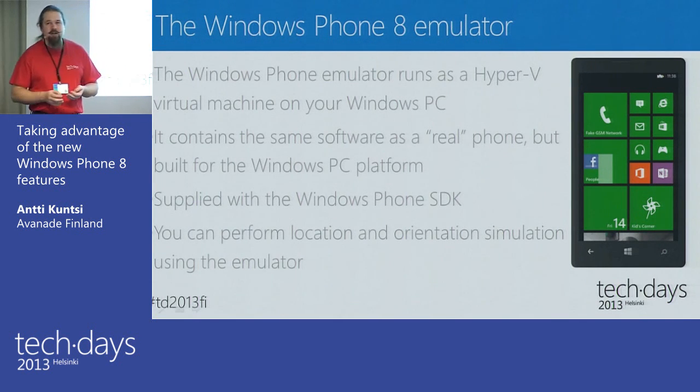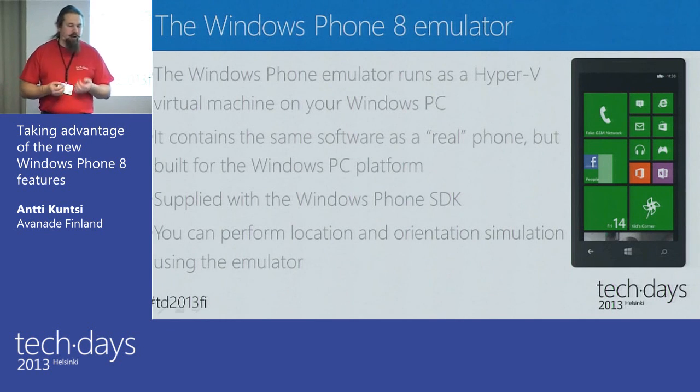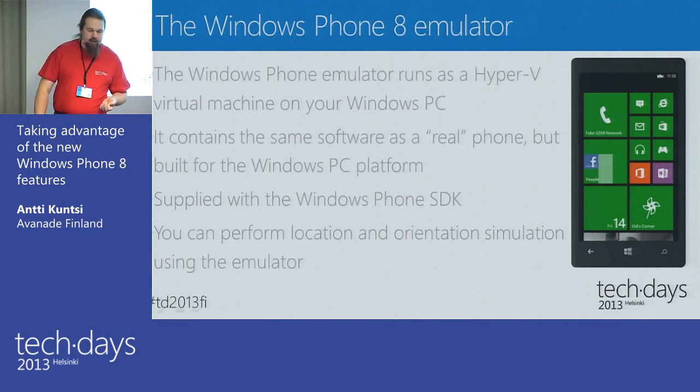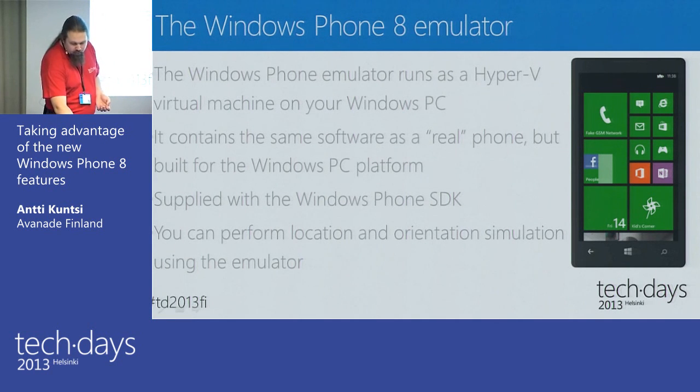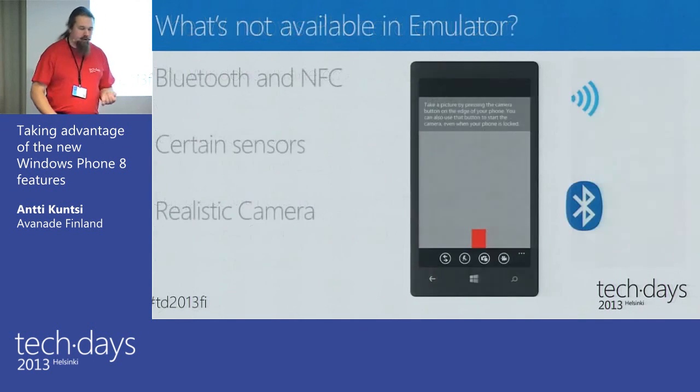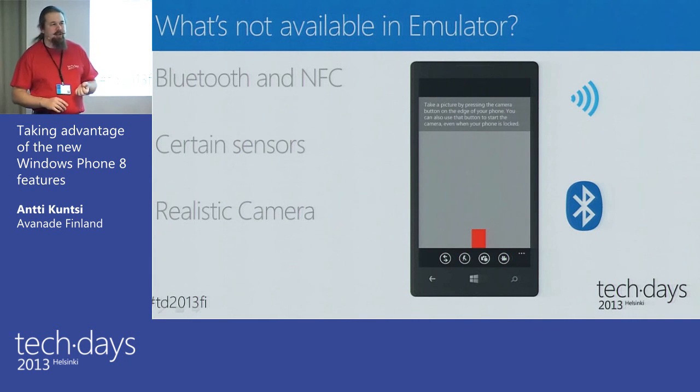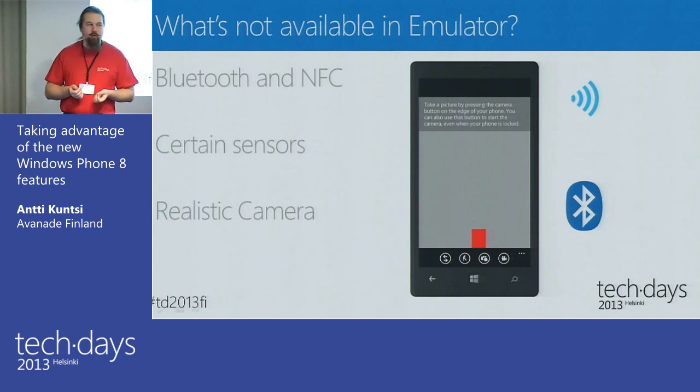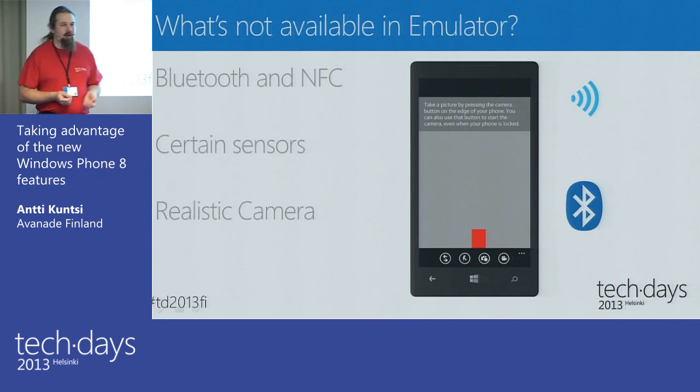It comes supplied with the SDK, and you can have location, orientation, camera, etc. Things that are not that well emulated, or completely missing, are Bluetooth and NFC. Certain sensors are not there, and a realistic camera isn't there either as on a real phone. So if you are doing camera lenses in your application, it's worthwhile taking a screenshot from your phone, not from the emulator.